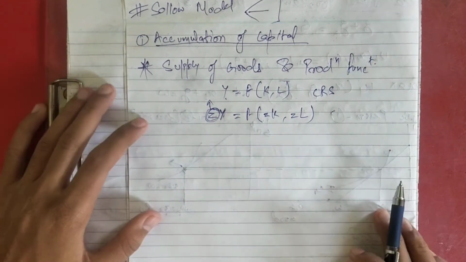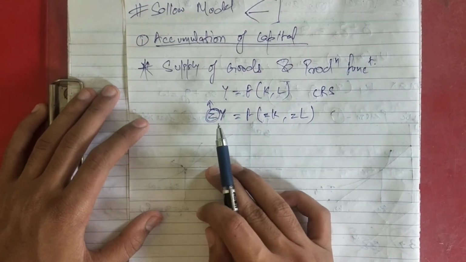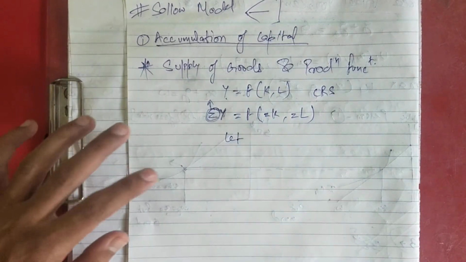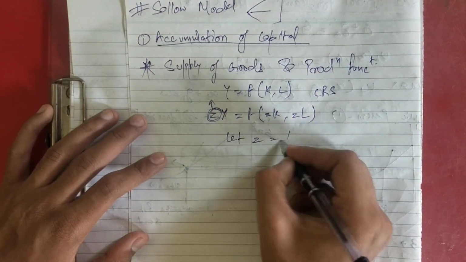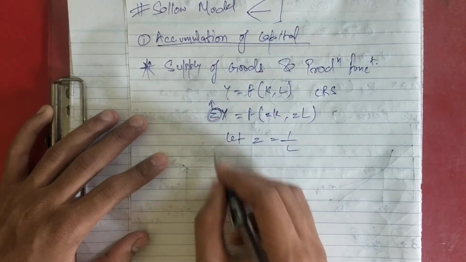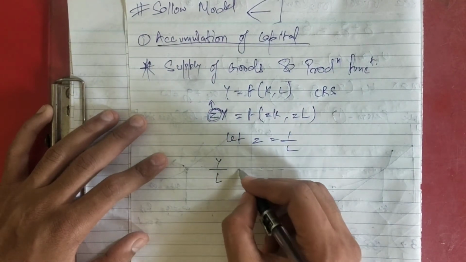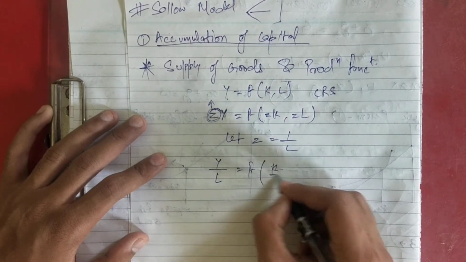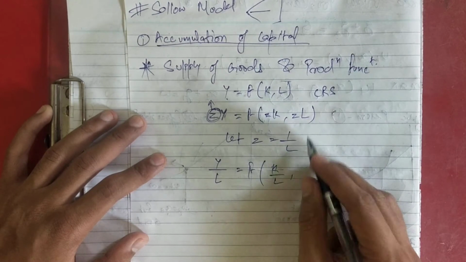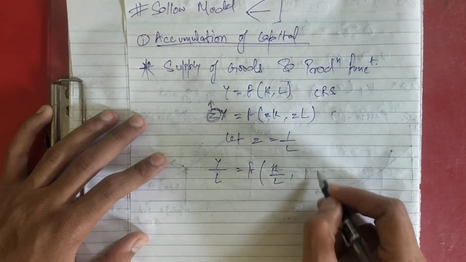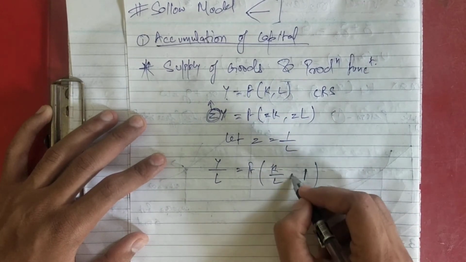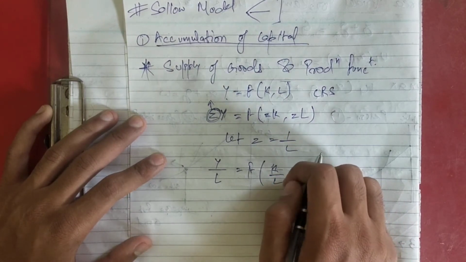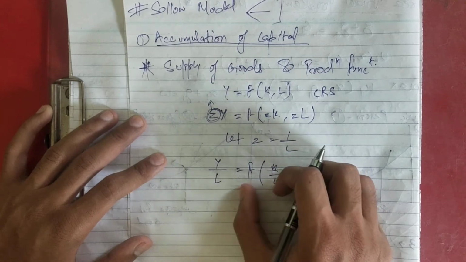Now I will assume Z equal to 1 by L. If we substitute here, Y by L is equal to F of K by L, right? And if you put 1 by L on the L input, it will be 1. So we have basically converted the production function.